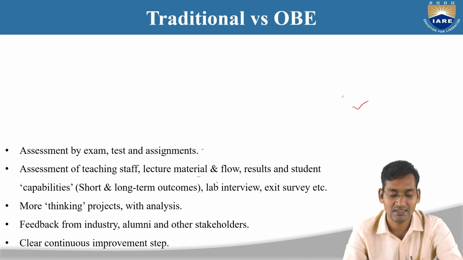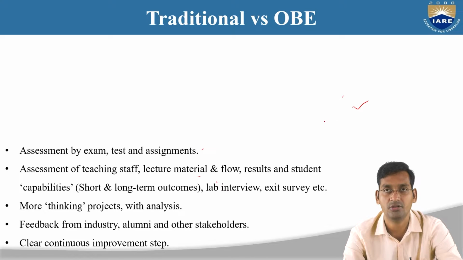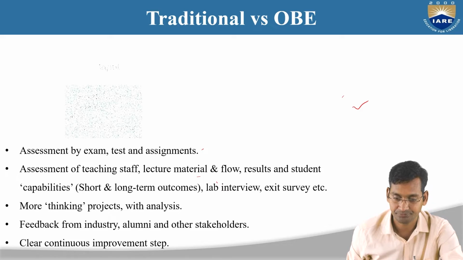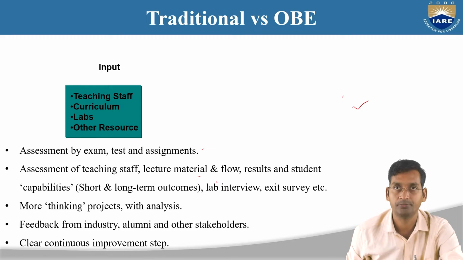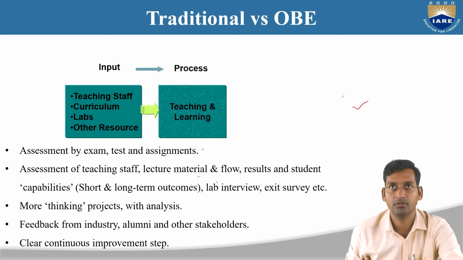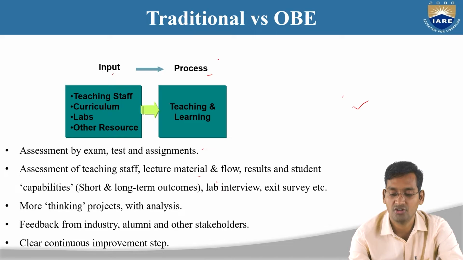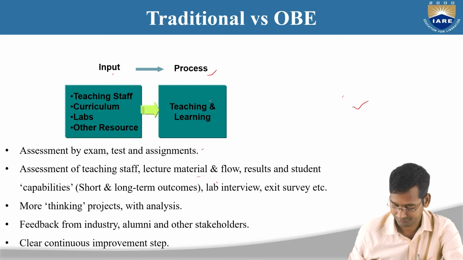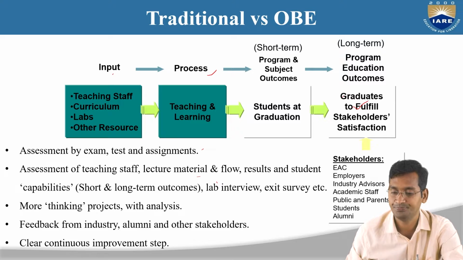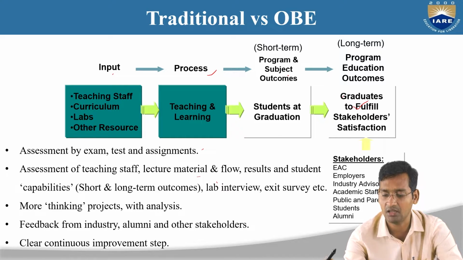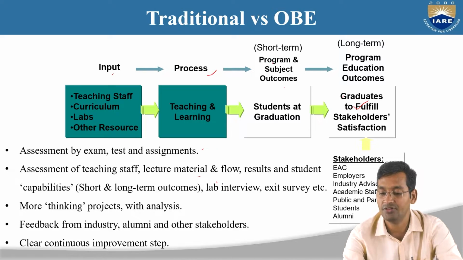And here next is clear continuous improvement steps. Whatever the steps are, you have to be clear about everything to improve yourself. This is the input, this is the process, teaching and learning, and then graduation. To explain the short term: short-term program and subject outcomes, with that, what you will get. Next, after the short term, long-term program and education outcomes.